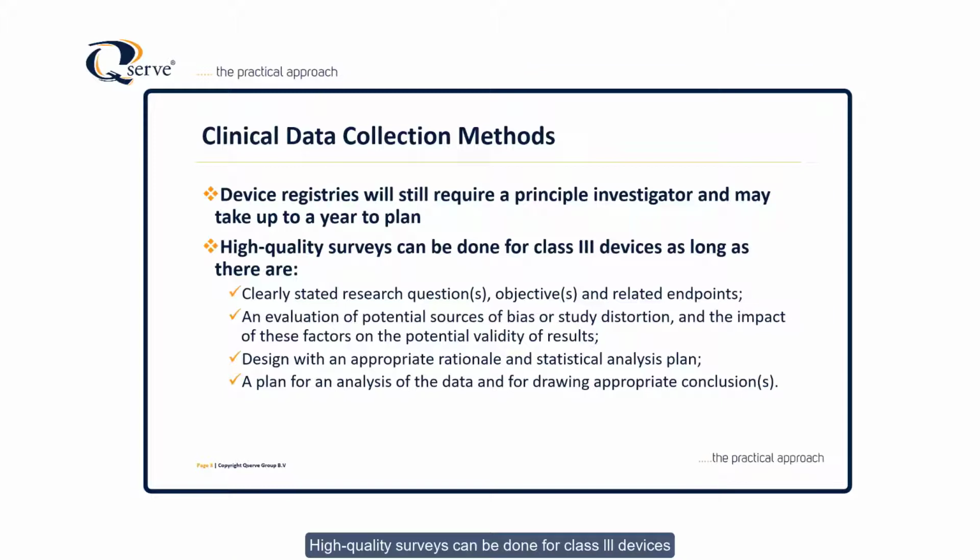High-quality surveys can be done for Class 3 devices as long as they have clearly stated research questions, objectives, and related endpoints, and an evaluation of potential sources of bias and study distortion. And they're designed with an appropriate rationale and statistical analysis plan, as well as a plan for analysis of the data and for drawing appropriate conclusions.